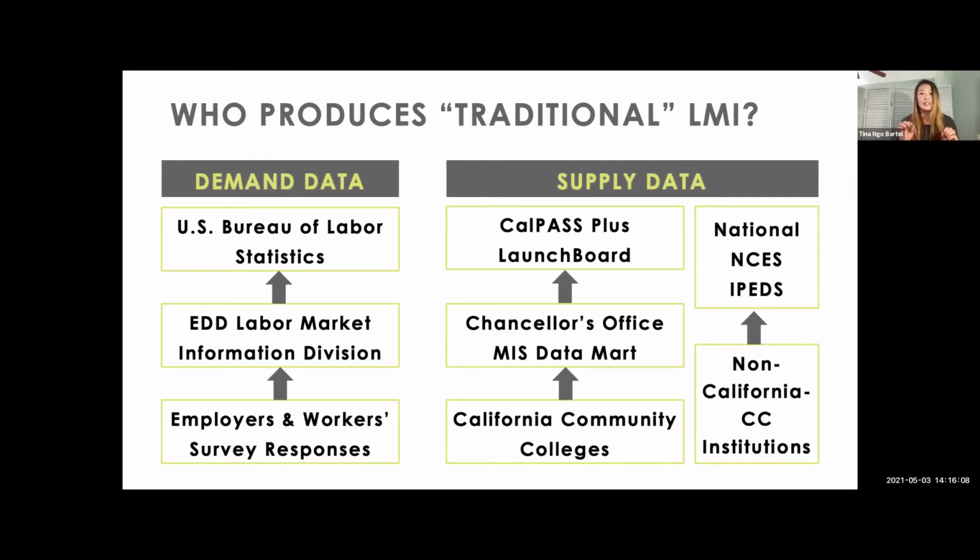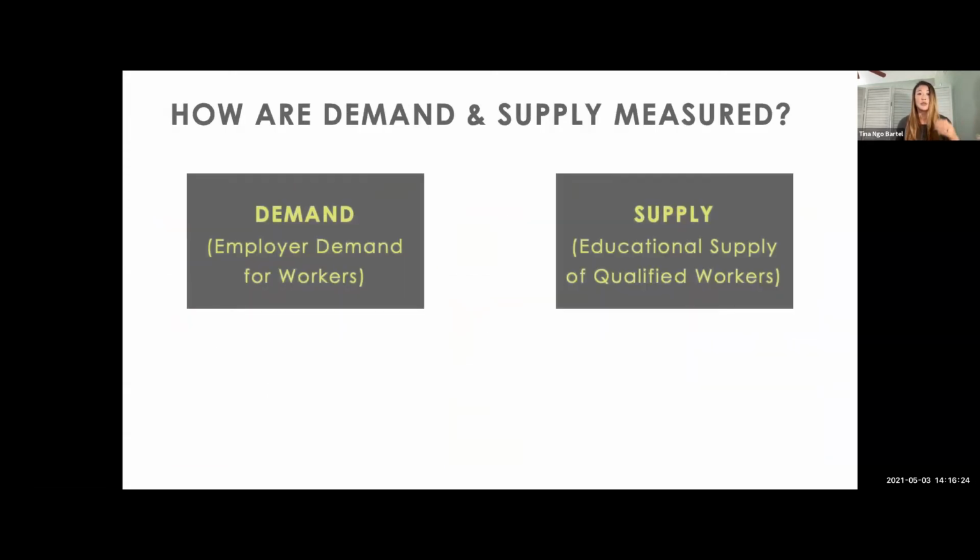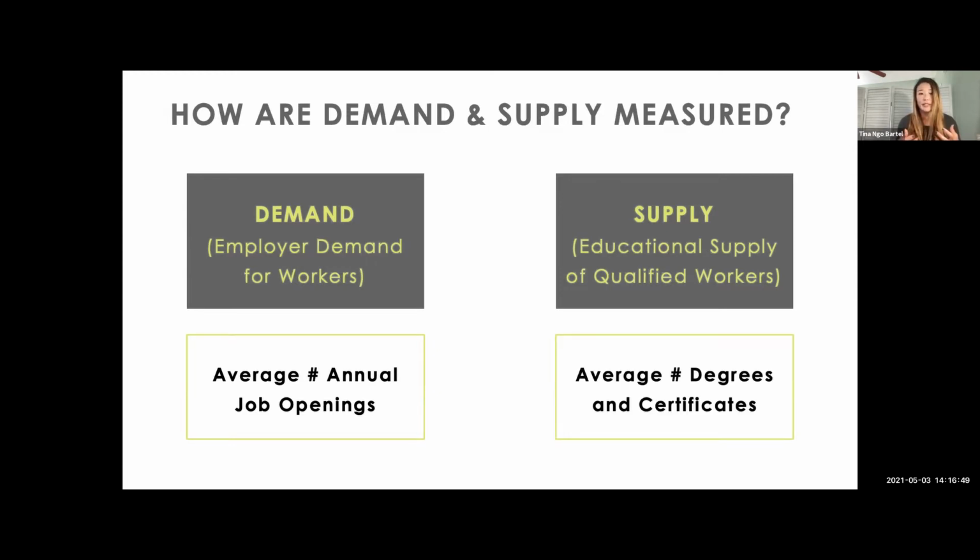So all of that data is supply data, again, information on students, and demand data is information on employment and what employers are looking for in the labor market, what jobs they have in demand, essentially. So to quantify it, we measure demand and supply by looking at two different things. Demand, again, is employer demand, and we can look at demand by identifying the number of average annual job openings that a particular job has. And for supply, we look at the average number of degrees and certificates that are awarded that is related to the occupations that are in demand.